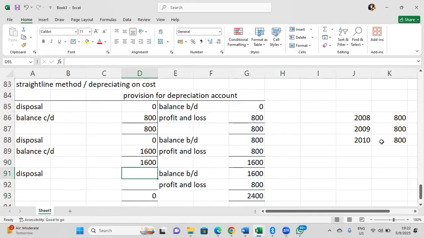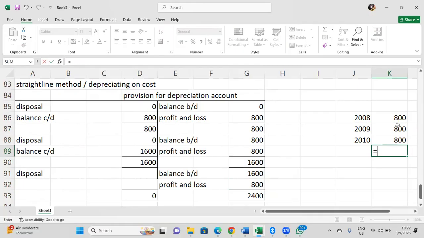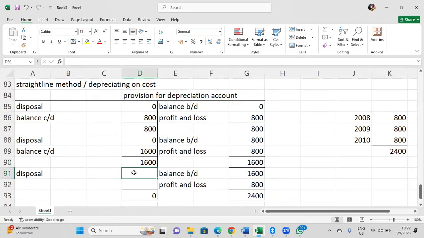This year, disposal, we sold in the year 2010. Disposal is the total depreciation: 800 plus 800 plus 800. So the disposal is 2.4. So again, the debit and the credit are the same, we don't have any balance.